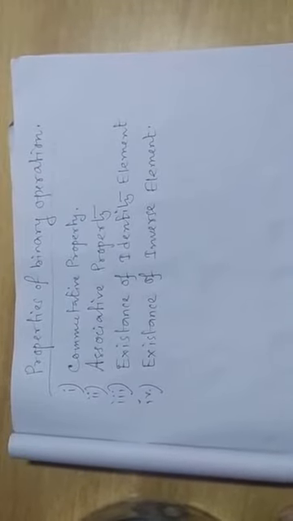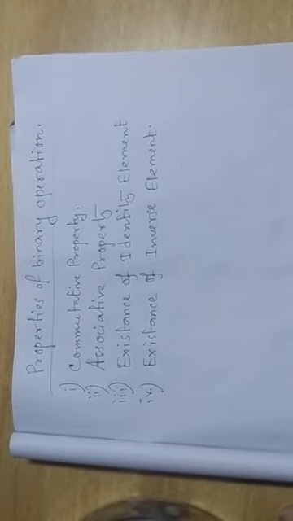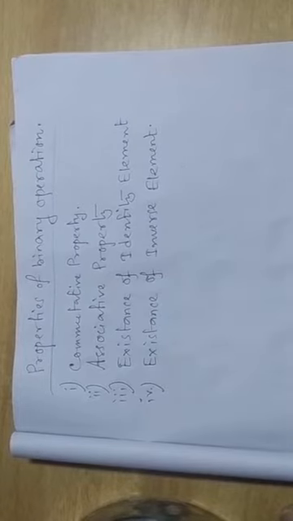The next video is on properties of binary operation. Basically there are 4 properties, and these 4 are the properties of binary operation. The first one is commutative property, the second one is associative property, the third one is existence of identity element, and the fourth one is existence of inverse element.